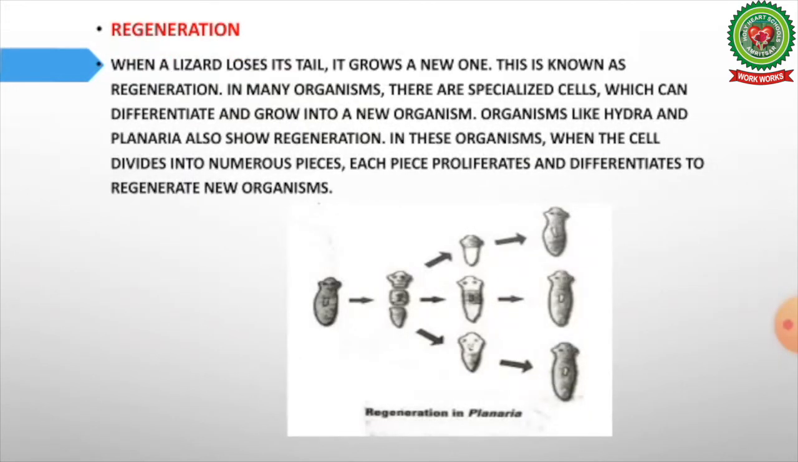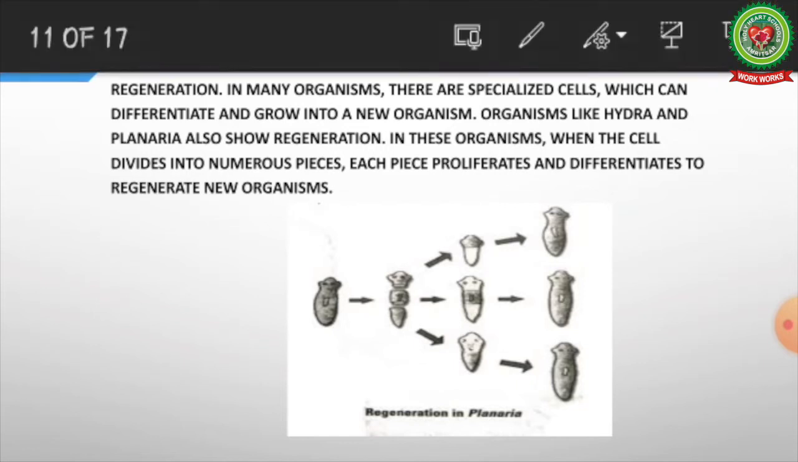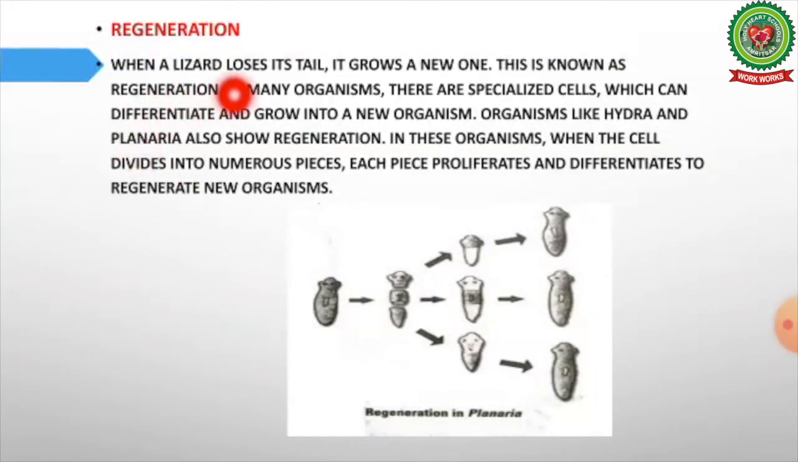The next mode of reproduction is regeneration. When a lizard loses its tail, it grows a new one. This is known as regeneration. In many organisms, there are specialized cells which can differentiate and grow into a new organism. Organisms like Hydra and Planaria also show regeneration. In these organisms, when the body divides into numerous pieces, each piece proliferates and differentiates to regenerate new organisms.